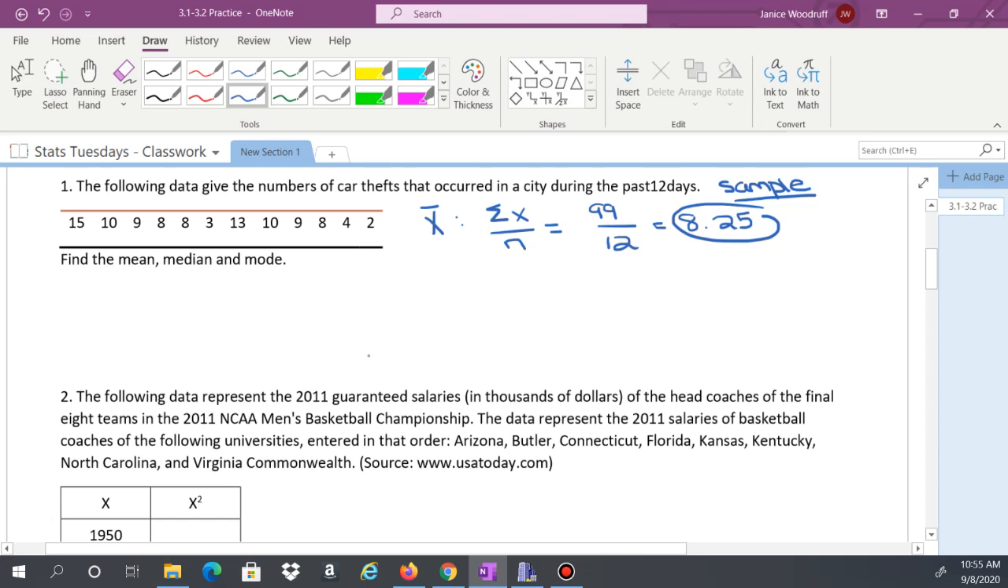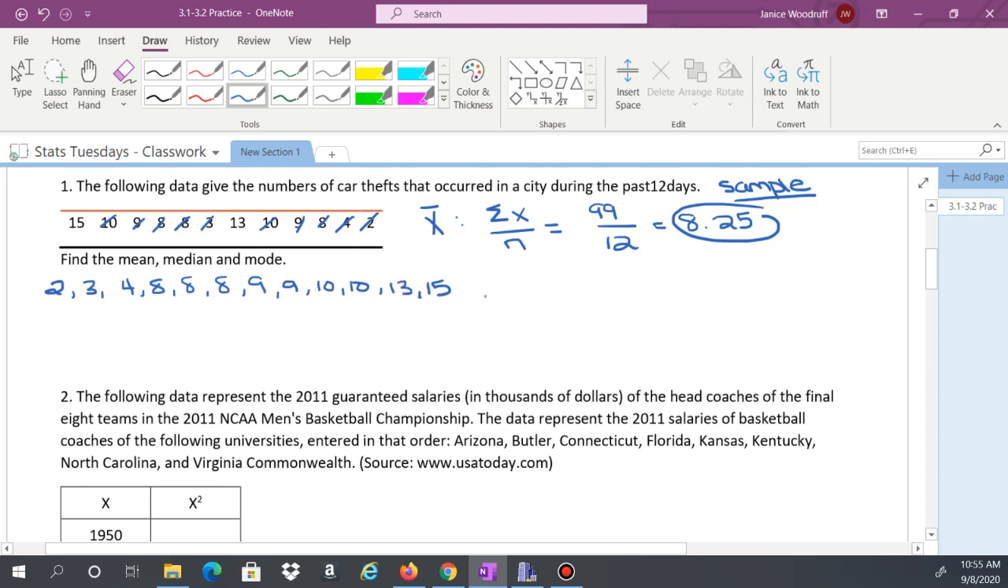Our median, we do want to rank the data, so we want to put it in order here. So let's see, our smallest number is 2. Then we have a 3 and a 4. Let's see, looks like we go to 8. And then we've got 9, 2 10s, nope, 2 9s. And then a 13 and a 15.